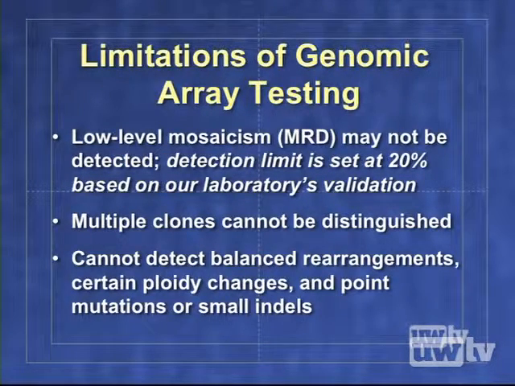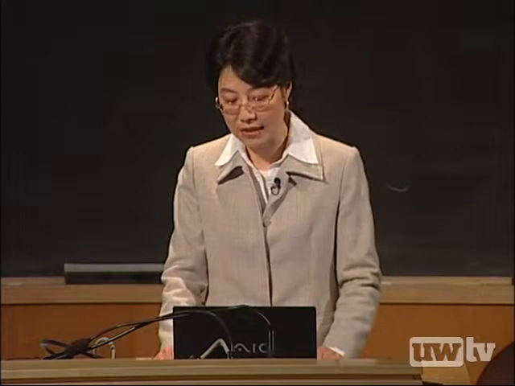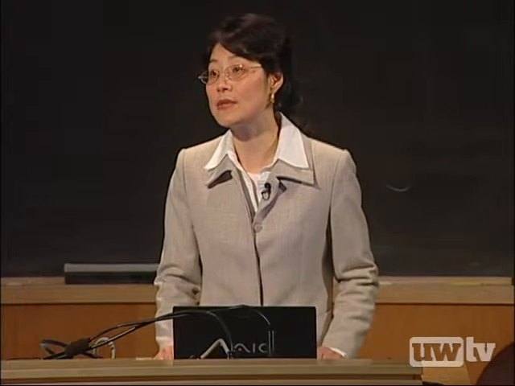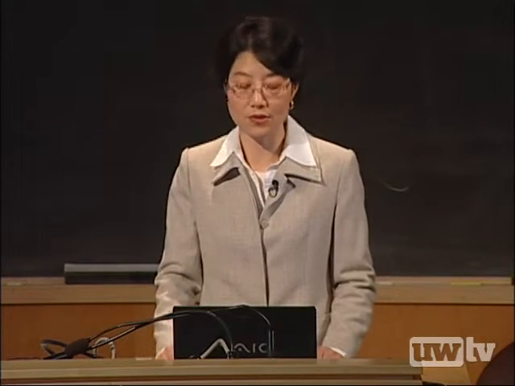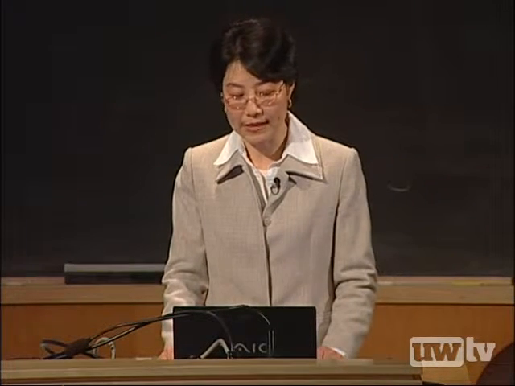So with all the rosy pictures that I painted, there definitely are limitations for this genomic array testing. What are they? I already mentioned before that very low-level mosaicism or minimal residual disease cannot be detected by the array testing. During our validation stage, we tried to establish the detection limit, and we are being conservative and setting it at 20%, but we can sometimes see 5% and 10% with reasonable confidence, depending on how clean the results are. Sometimes it's sample dependent. But we are setting it at 20%.